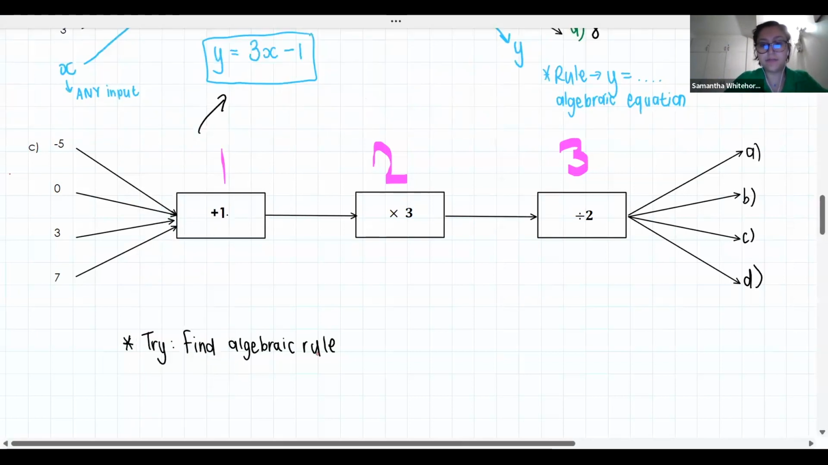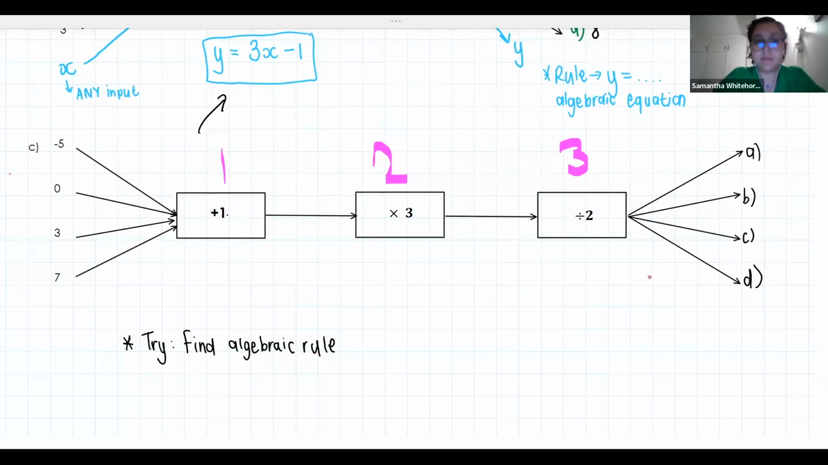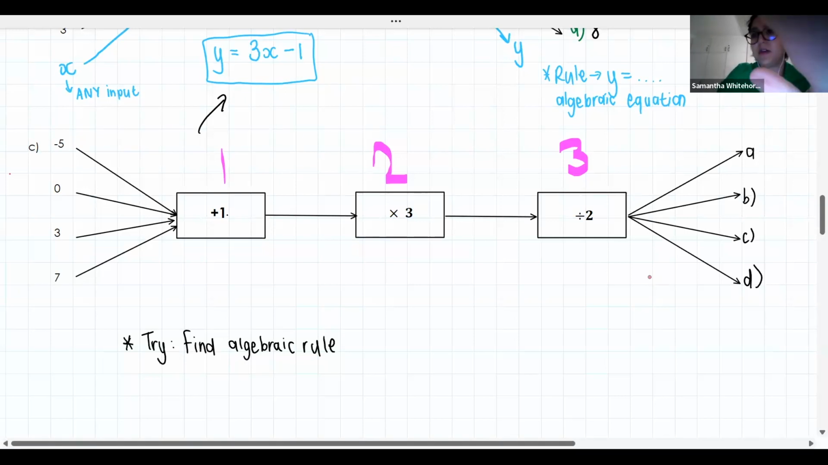Lesejo? Yes, ma'am. Okay, first one. For the first one, I said -5 plus 1, which gave me -4 times 3, which gave me -12 divided by 2, which gave me -6. Excellent, well done. Guys, I hope you all heard that. That was beautifully explained. So this is -6.